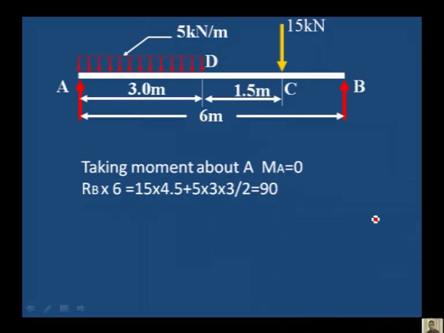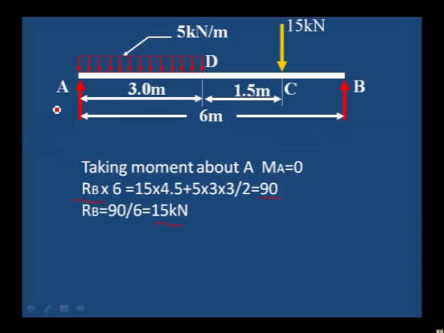Now if we simplify this, 90 kilonewton meter is the moment due to the clockwise downward loads, and then the support moment is RB into 6. Therefore, RB is equal to 15 kilonewton. Now we have the value of RB.